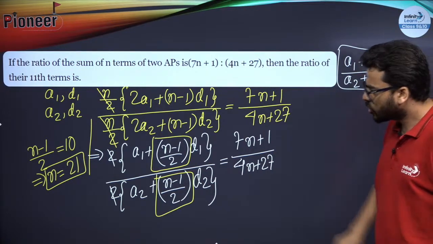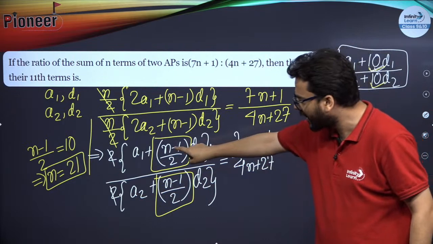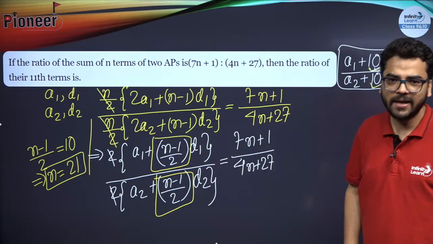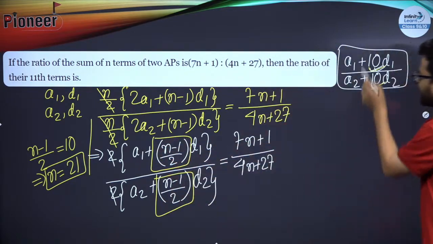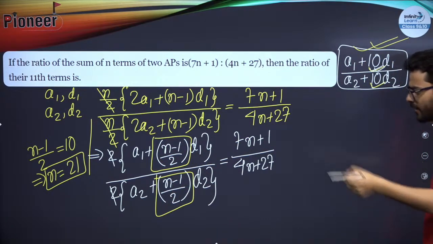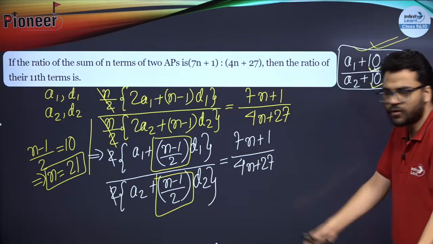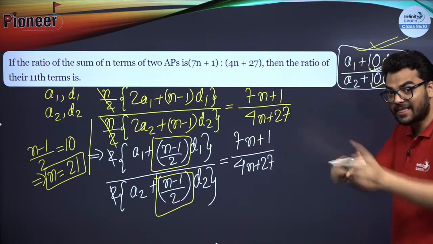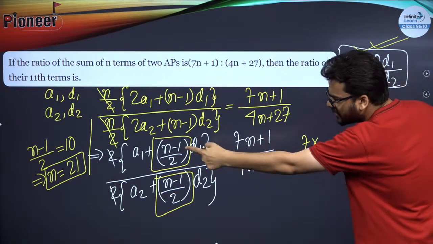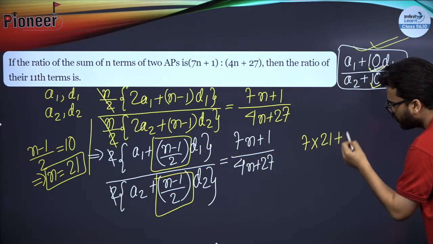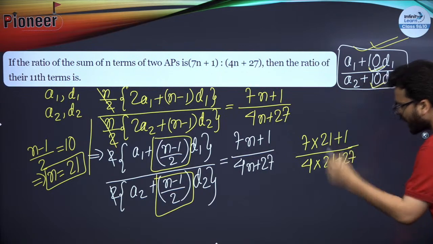I hope you got it. So in order to get a1 plus 10 d1 divided by a2 plus 10 d2, I have to put n is equal to 21 over here. Okay, so n is equal to 21, I have to put in the left hand side. So I will get this thing which I want, and if I am putting n is equal to 21 over here, I have to put n is equal to 21 in the right hand side as well. That will be the answer. So the ratio will be, I have to put n is equal to 21 over here. So this will be the ratio of 11th terms of these two APs, correct? So this is the answer.